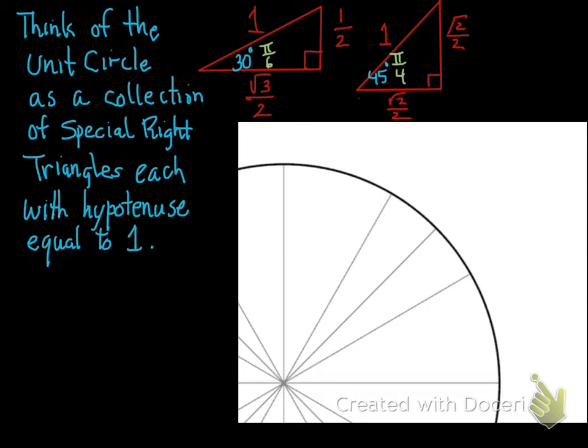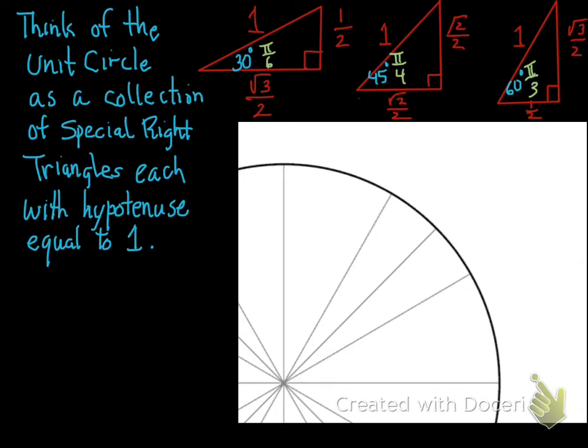Finally, and although this is the same triangle as the 30-60 right triangle, this is a 60-30 right triangle. And we're going to find the two leg lengths are identical. This corresponds to radian measure pi over 3, and I get a short leg of 1/2 and a long leg of root 3 over 2.